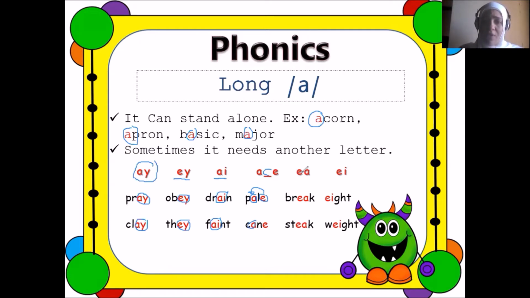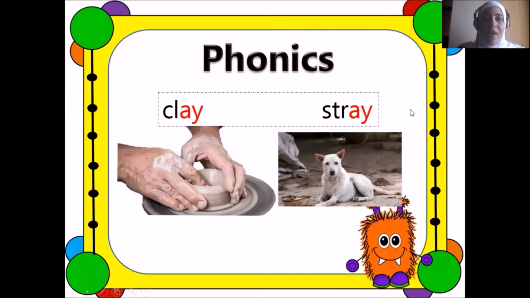Also, sometimes I might find the vowel team EA, which takes the long sound A, as in break, steak. And the last team is EI, as in eight. If you notice eight here, I have the long sound A. Let's move to the second slide. Now let's find some of the meanings of the words.